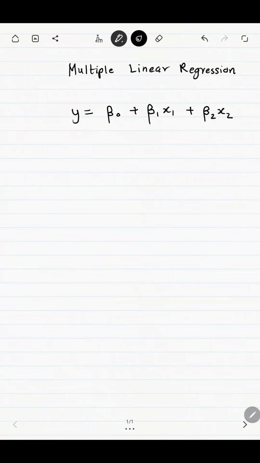Multiple linear regression means we still predict one output, but we use more than one input. So y is equal to beta 0 plus beta 1 x1 plus beta 2 x2. There is only one y we are predicting. So for example, we know the input temperature x1 and we know the crowd level x2.